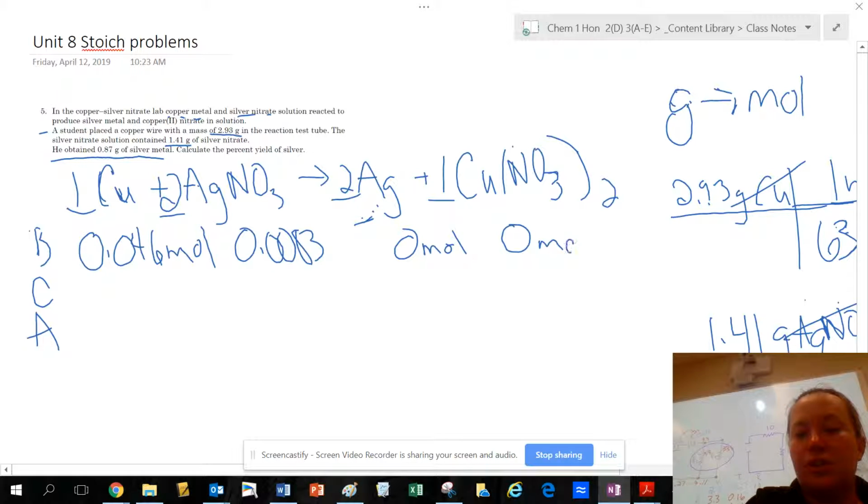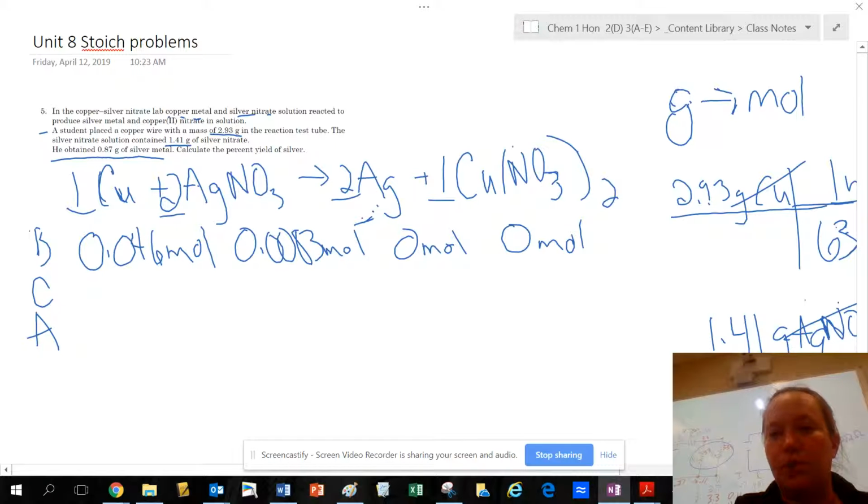And after each number, you need to put mole. Sorry, I'm writing kind of big, so it's messing up my spacing.